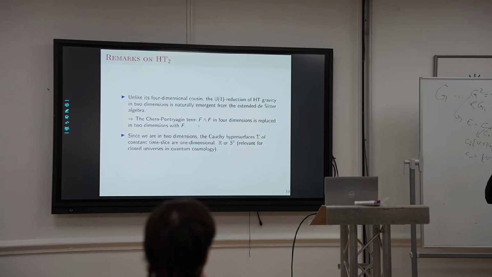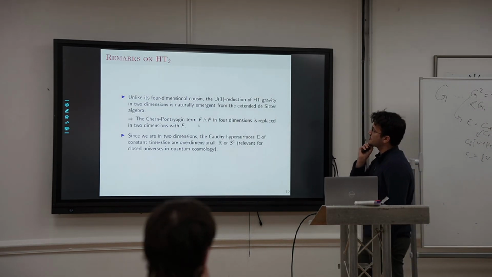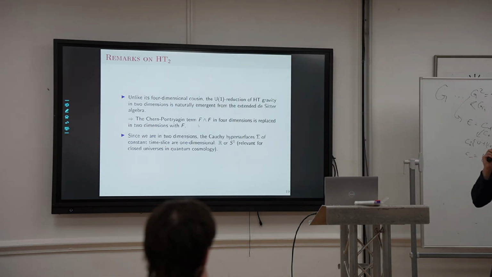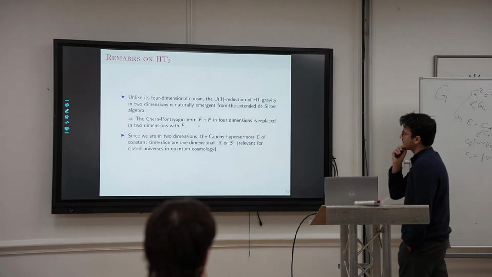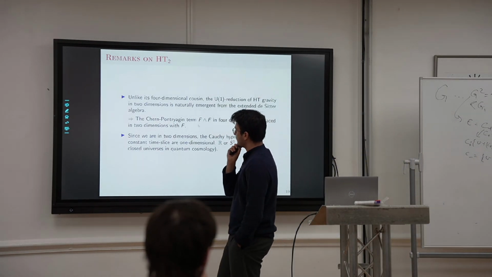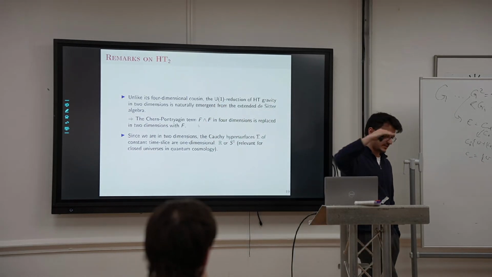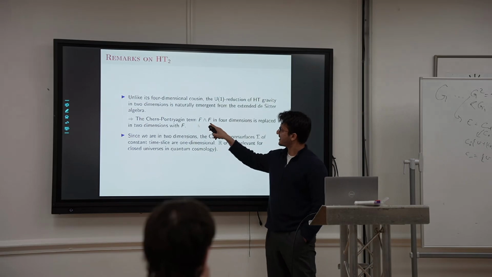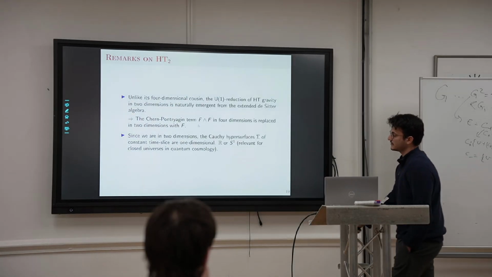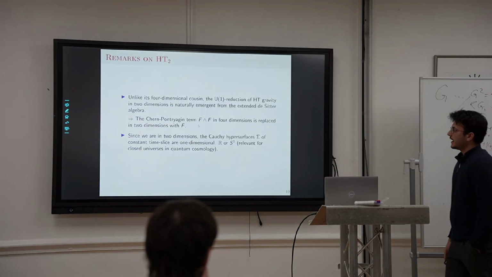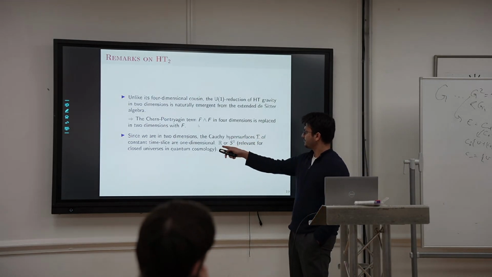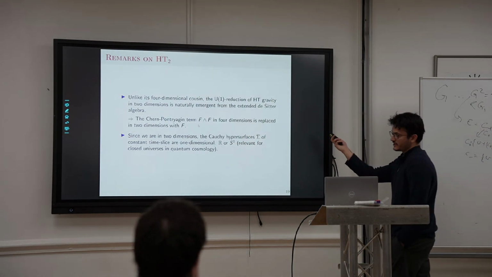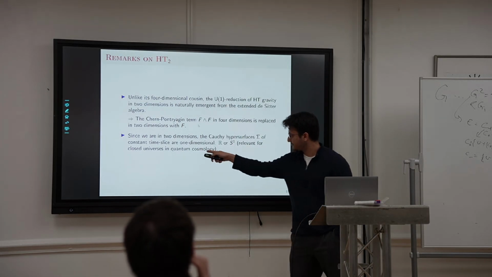So maybe some remarks. Unlike its four-dimensional cousin, this U1 reduced HD gravity in 2 dimensions is naturally emergent from this extended de Sitter algebra. We don't have this type of structure in the four-dimensional theory, and we have basically just replaced this f wedge f with f. And because we're in one dimension, the Cauchy hypersurface sigma can either be R or S1. And S1 is more or less relevant for quantum cosmology.